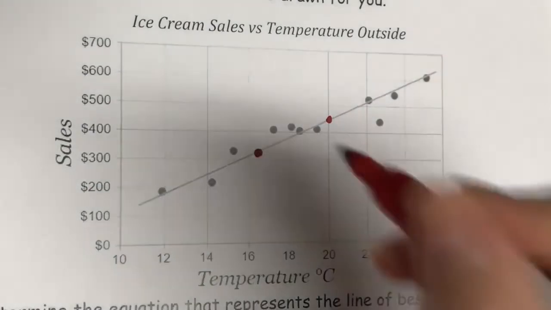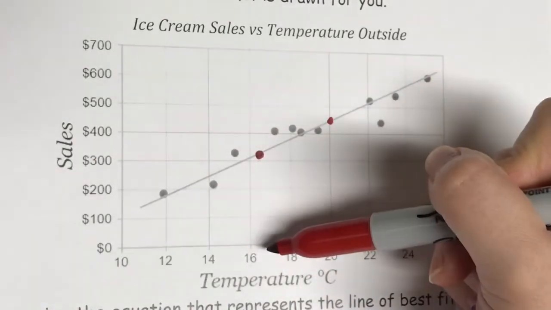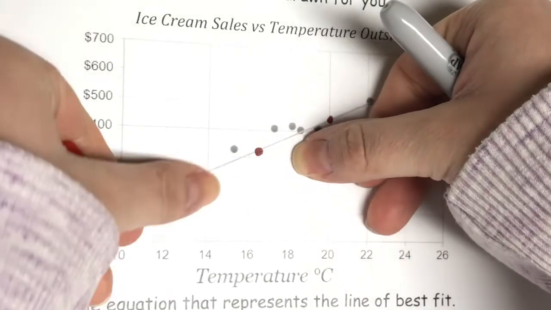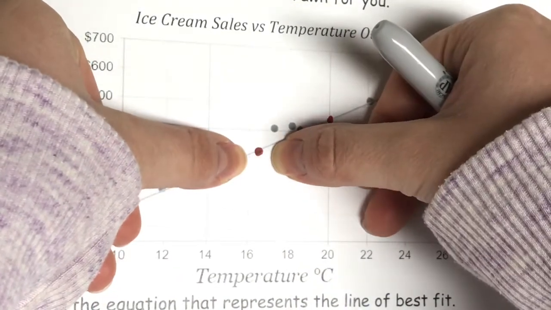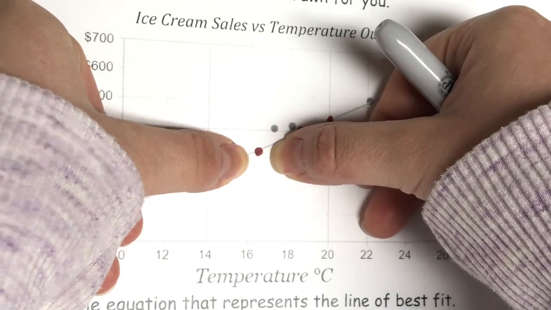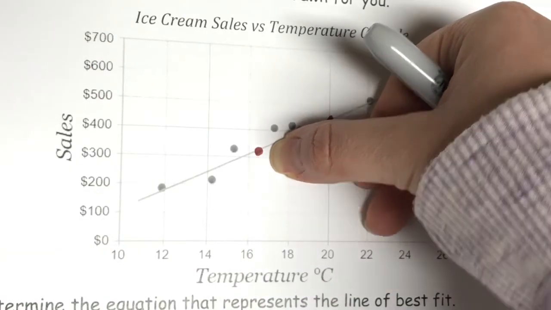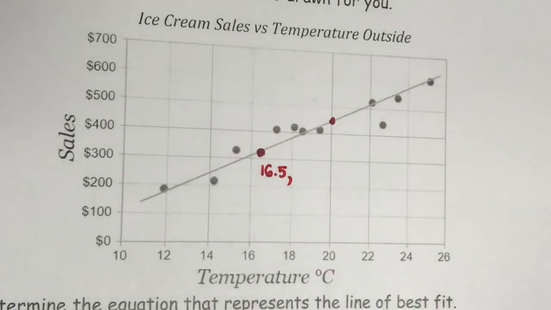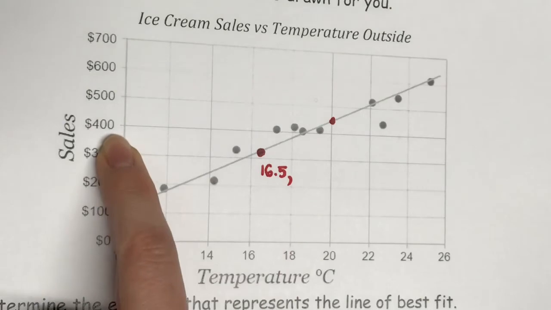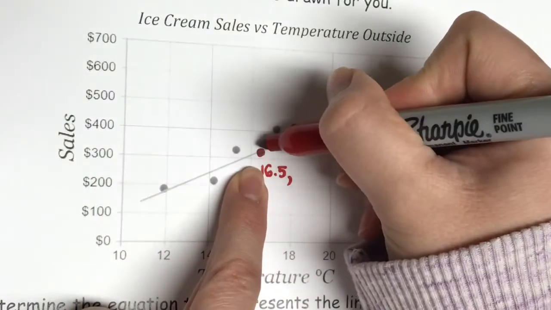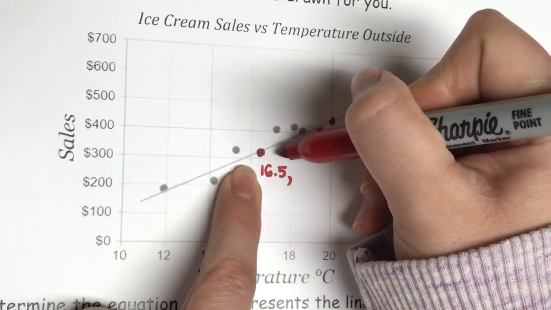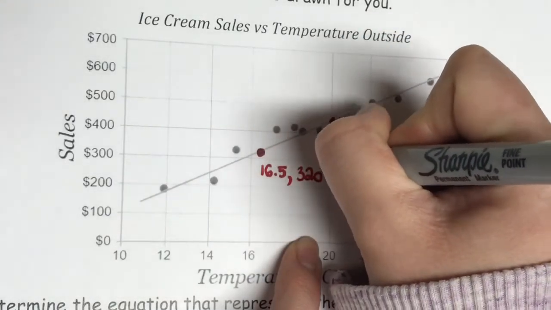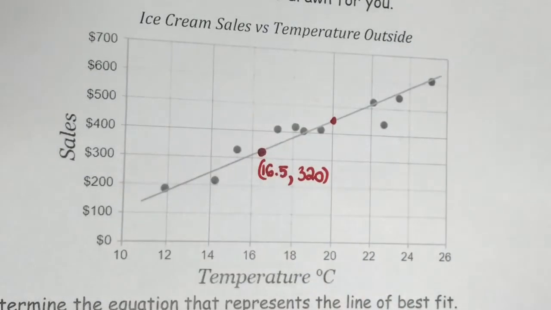So the coordinates of this first one over here, well, the x value, the x's go up by 2's. So it looks like it's between 16 and 18. Halfway is 17, but it's not quite there yet. So it looks like it's between 16 and 17. So I'm going to say that it's 16.5. And the y value, it's between 300 and 400. It's not quite halfway. Halfway would be 350. It looks like it's a little bit lower. So I'm going to say 320. So that's my coordinate here.